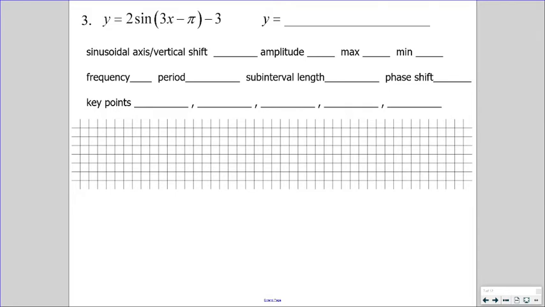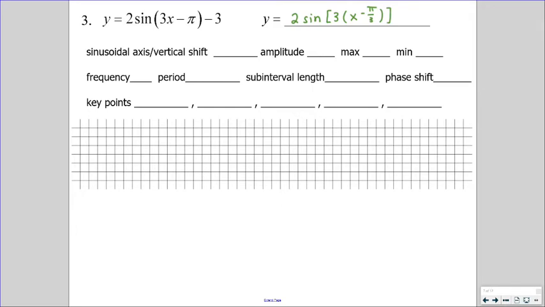We want to make sure first that the coefficient of x is always positive 1. So I'm going to start by rewriting this equation as 2 times the sine of 3. I'm going to factor the 3 out, right? That's our frequency. But when I factor the 3 out of both of those terms to make sure that the coefficient of x is positive 1, I also have to remember that I need to take the 3 out of the pi as well.